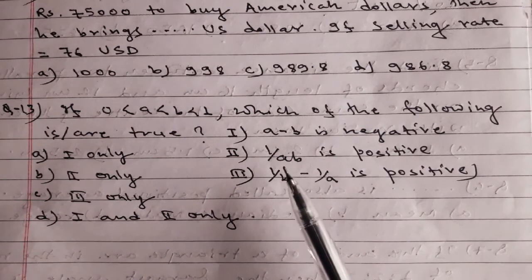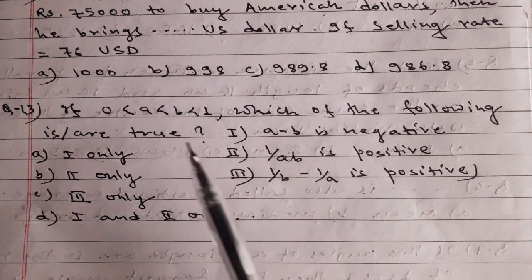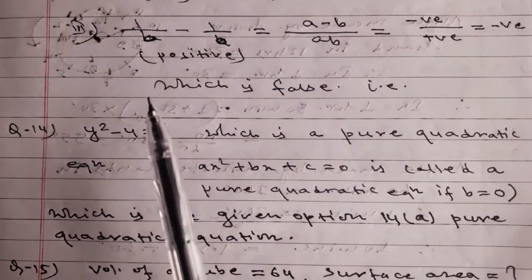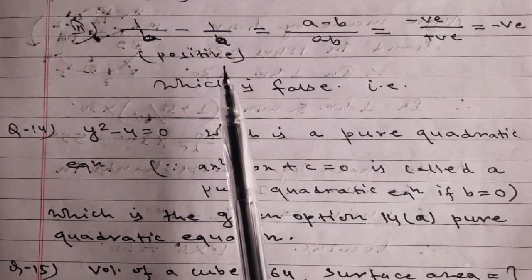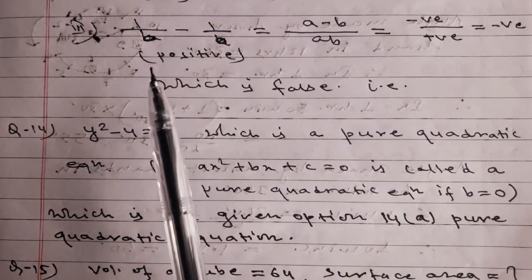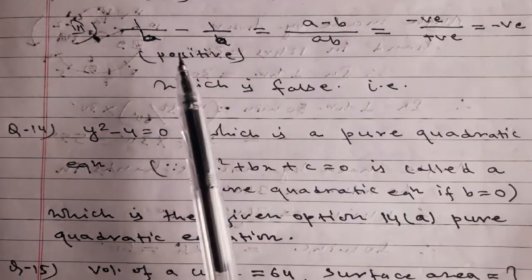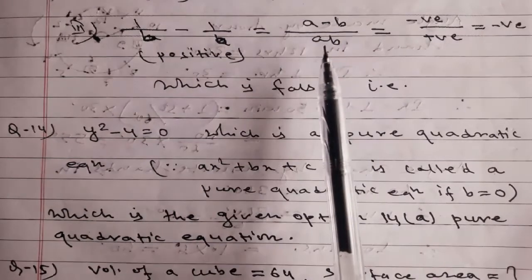Next, we have to determine whether 1 by B minus 1 by A is positive or not. So let's find the value of 1 by B minus 1 by A. The statement is that 1 by B minus 1 by A is positive; is it true or not? Let's take the LCM of A and B. The LCM of A and B is AB. Now cross multiply: A into 1, minus B into 1, over AB, that is A minus B by AB.